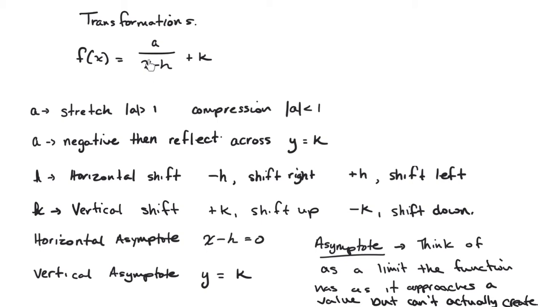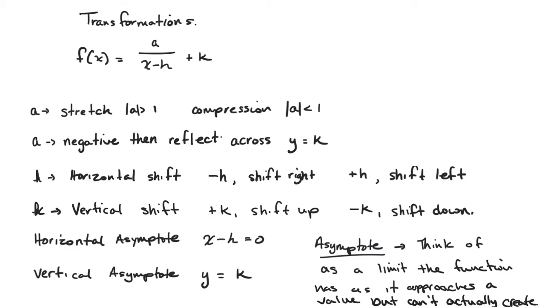It would be a stretch. But I wanted to discuss that because there is a difference there. When a is less than 1, you may see something like a 1 here and a 2 here, so you'd have a compression by a half. Just keep a lookout for that. The next thing is a, if negative, then it reflects across y = k, and we'll talk about why we specifically talk about y = k here.